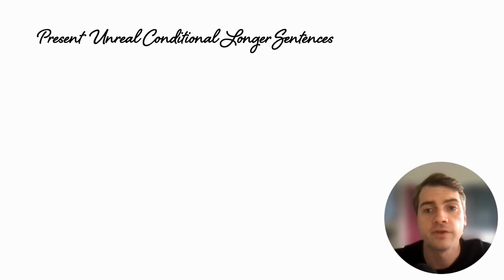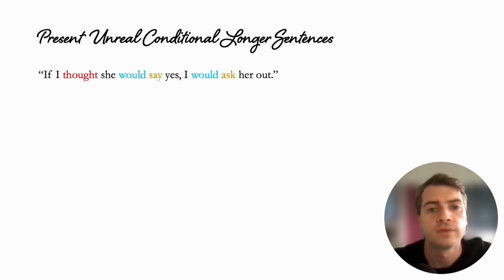All right, let's look at another example here that might confuse you as you start to see longer sentences with the conditionals, okay? So if we look at this sentence, "if I thought she would say yes, I would ask her out." Instead of "if I think," it's "if I thought," and then "would" is the past tense of "will," right? So instead of "I will do this," it's "I would do this" if it's hypothetical or conditional, right?